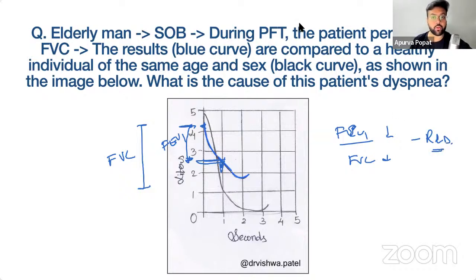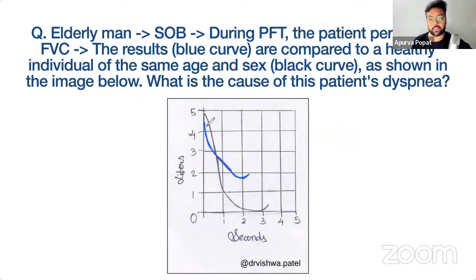Okay, if I draw the graph like this, let's say this is the red patient. This patient is having a graph like this. What's your diagnosis? This is a hypothetical graph, but still, what's your diagnosis in this red patient? Obstructive. This is obstructive lung disease.